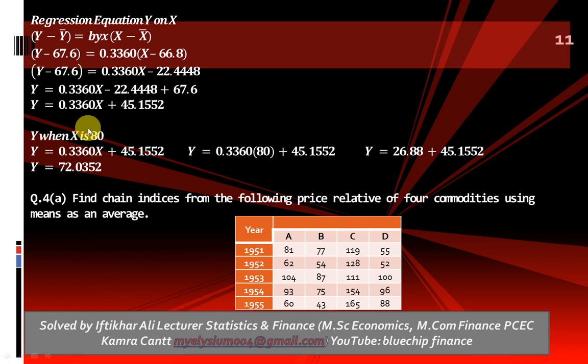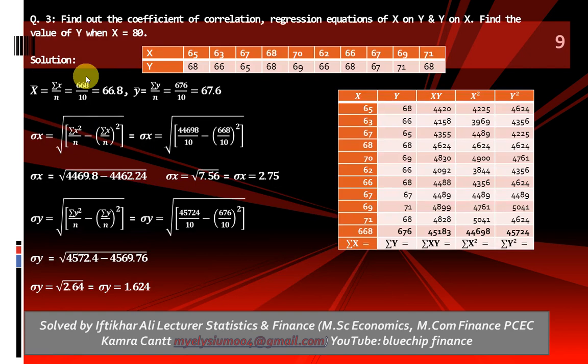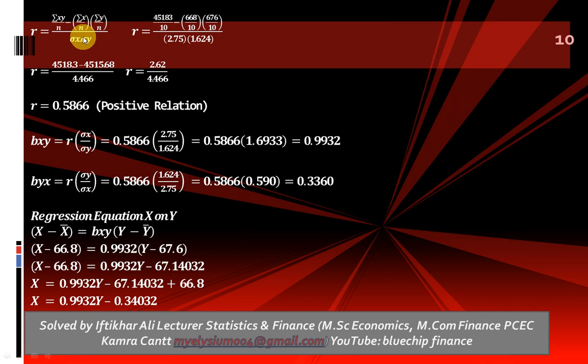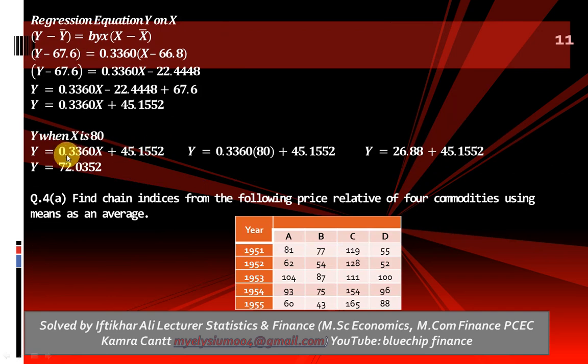And now we turn to the last part of the question, which asks to find the value of y when x is 80. For solving this, we need the regression equation y on x. So the regression equation y on x is y = 0.3360x + 45.1552. Just simply put the value of x as 80 and solve it, and y should be equal to 72.0352.